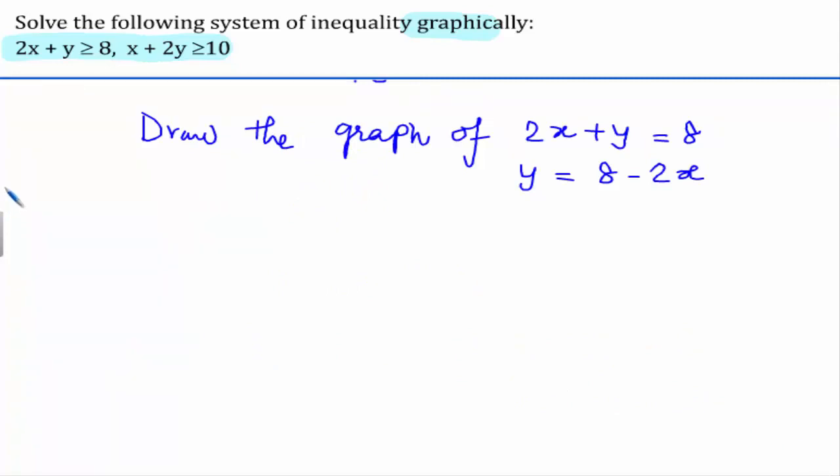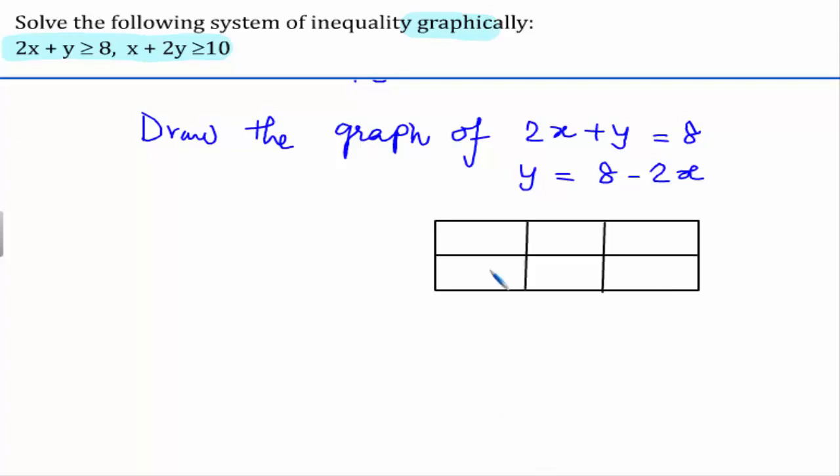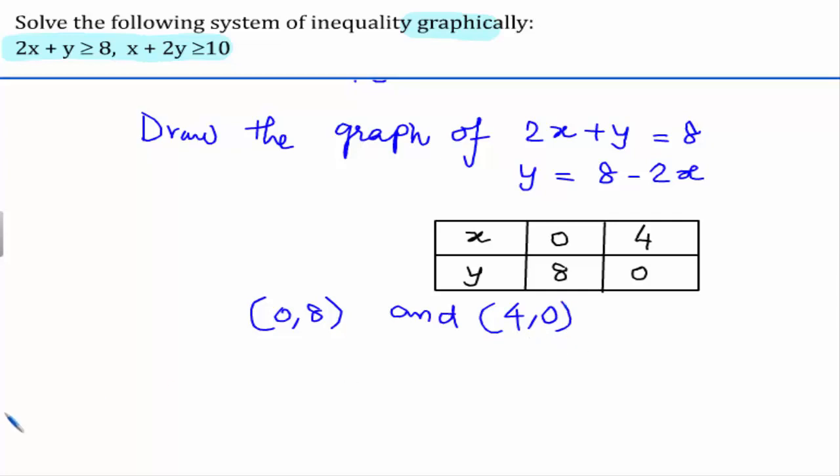Let us form the table to find out the solutions. Let us select the values for x and we will get the values for y. If x is equal to 0, then y will be 8. If x is equal to 4, then y will be 0. So what are the ordered pairs we are getting here? (0, 8) and (4, 0). So using these two ordered pairs, let us draw the graph.